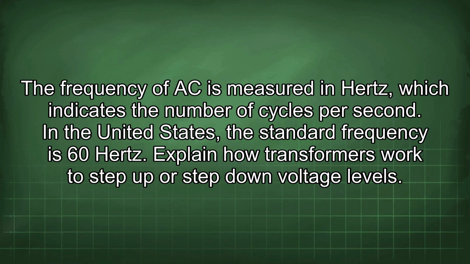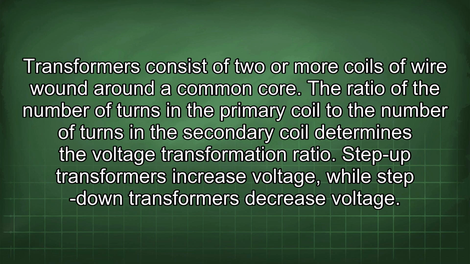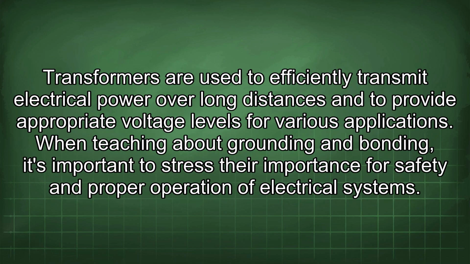Explain how transformers work to step up or step down voltage levels. Transformers consist of two or more coils of wire wound around a common core. The ratio of the number of turns in the primary coil to the number of turns in the secondary coil determines the voltage transformation ratio. Step-up transformers increase voltage, while step-down transformers decrease voltage. Transformers are used to efficiently transmit electrical power over long distances and to provide appropriate voltage levels for various applications.